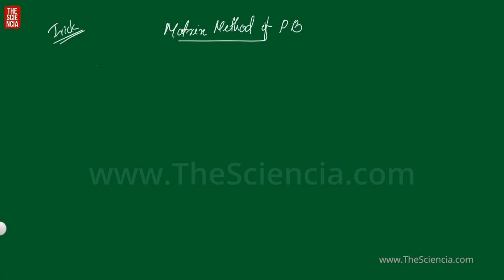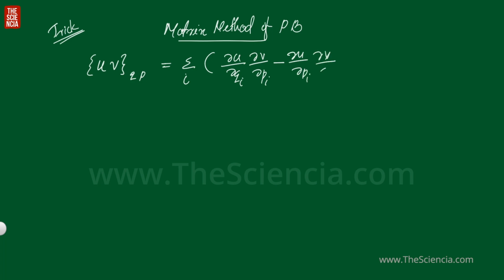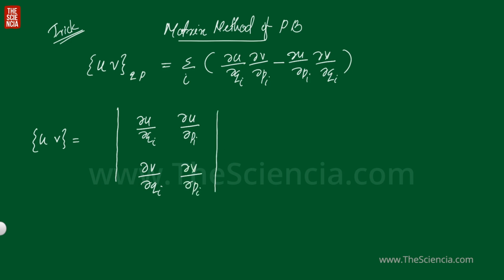So here, what is the Poisson bracket of two dynamical variables, that is u, v? Suppose the phase space is q, p, then it will be equal to summation over i of dou u by dou qi dou v by dou pi minus dou u by dou pi dou v by dou qi. Now I am going to rewrite this equation in the form of a matrix. The Poisson bracket of u, v equals, I can rewrite as, the matrix with rows dou u by dou qi, dou u by dou pi and dou v by dou qi, dou v by dou pi. Take the determinant of this matrix. What we get is dou u by dou qi into dou v by dou pi minus dou u by dou pi into dou v by dou qi.